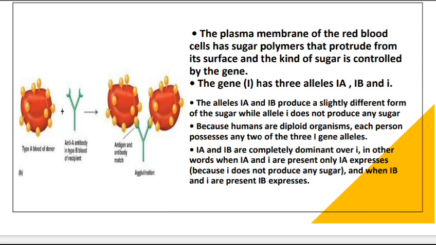The gene I has three alleles, IA, IB and i. The alleles IA and IB produce slightly different forms of the sugar, while allele i does not produce any sugar. Because humans are diploid organisms, each person possesses any two of the three I gene alleles. IA and IB are completely dominant over i. In other words, when IA and i are present, only IA expresses, because i does not produce any sugar, and when IB and i are present, IB expresses.